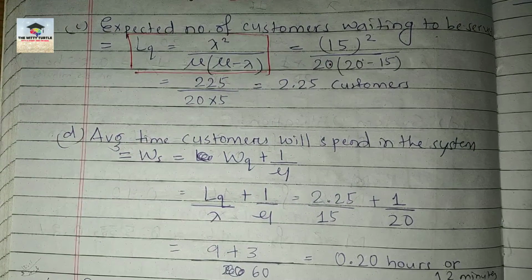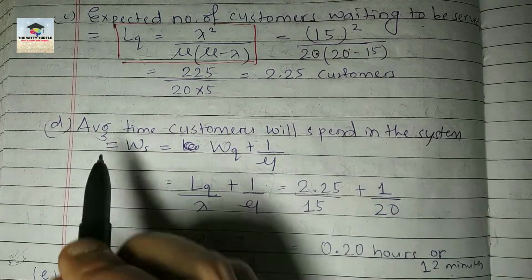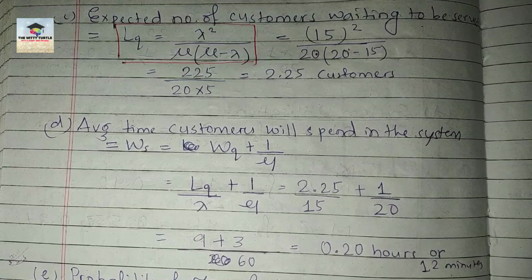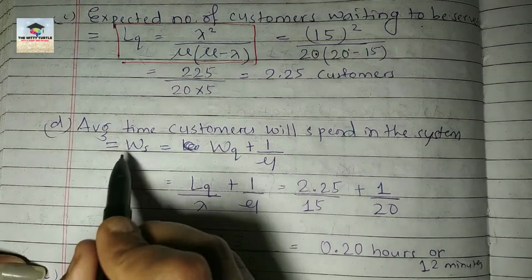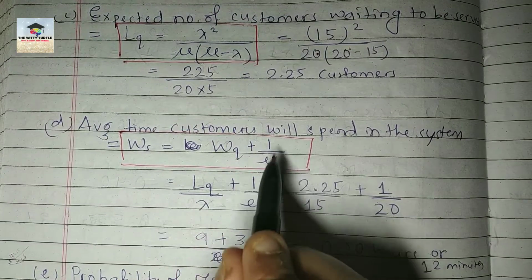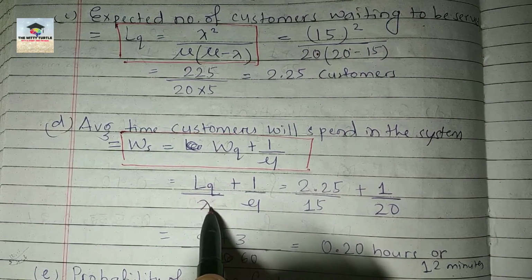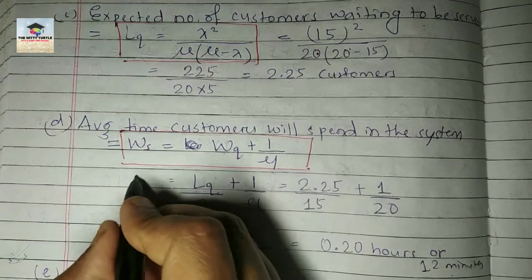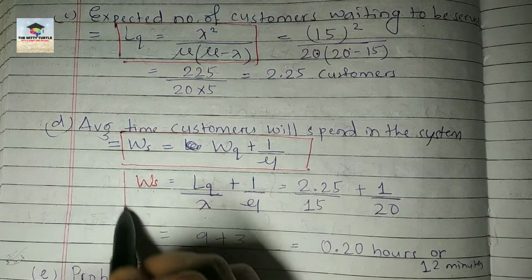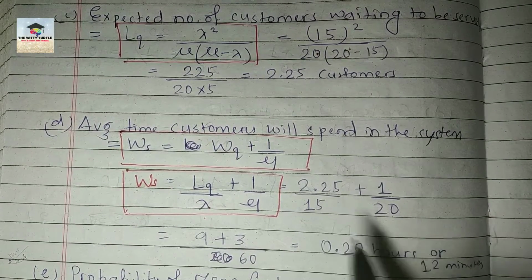Now the next question is average time the customers will spend in the system. That is your WS. Average time the customers will spend in the system means how much time they are waiting in the system. So that is your WS. What is the formula for WS? WQ plus 1 by mu. The formula for WQ is LQ by lambda. So we can write LQ by lambda instead of WQ. So your next formula will be WS equals LQ by lambda plus 1 by mu. Now simply you need to put the values and you will get the answer.